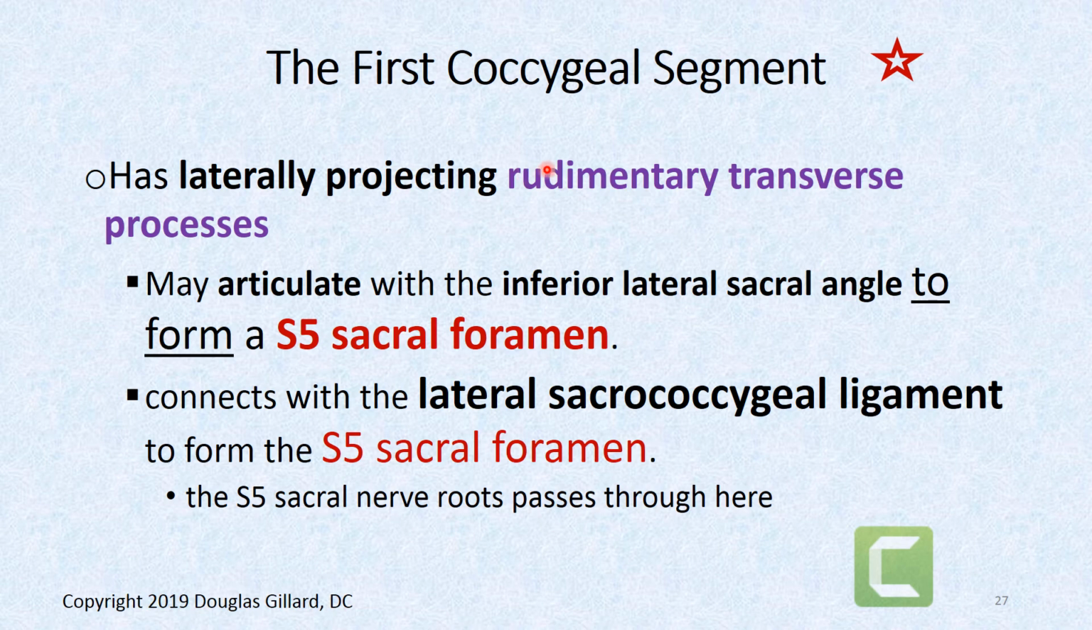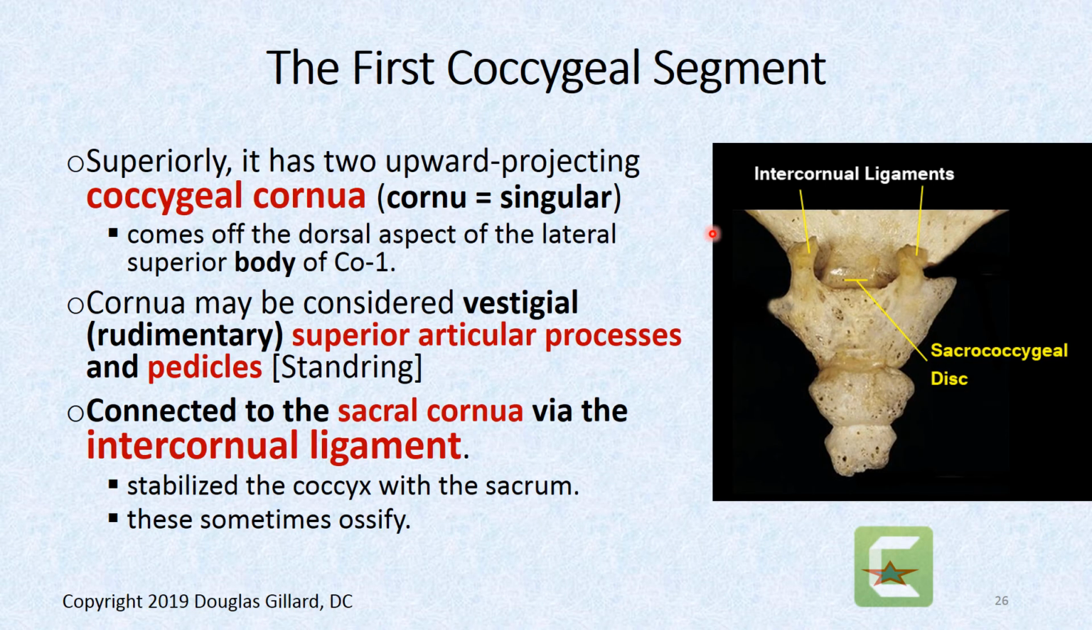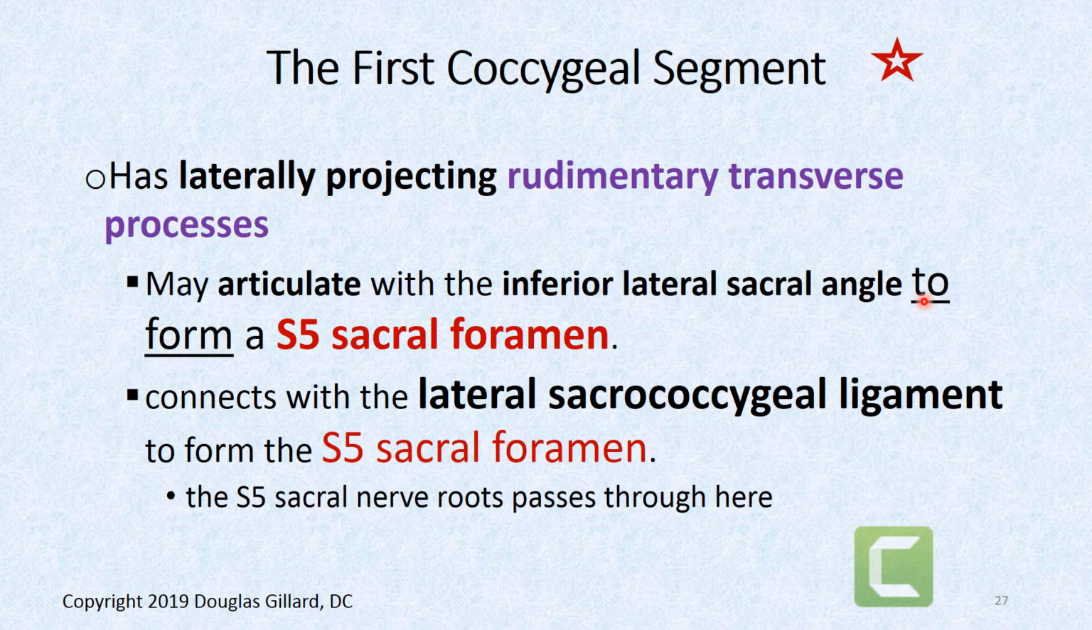Okay, we talked about the lateral transverse processes. Sometimes the lateral, these little rudimentary processes here, let's see, I guess I'll make them blue. Sometimes they can grow up and actually form a real bony hole. And some people, it doesn't happen that often, but they can create the fifth sacral foramen in that manner.